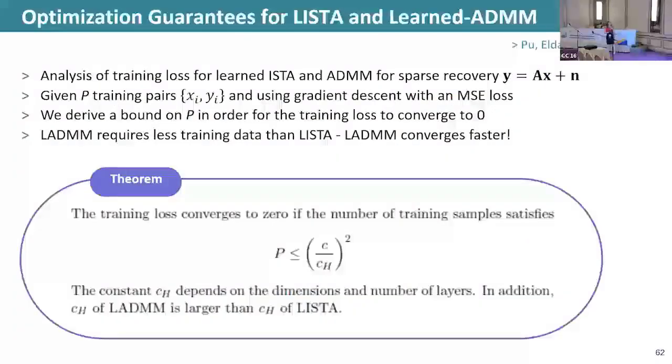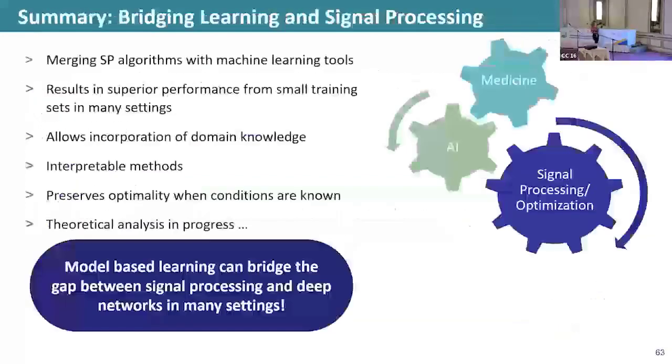And we also could get bounds on the number of training samples that we need. So this goes back to your question. Again, these are of course bounds, so they don't capture the finite sample effects. But in terms of bounds, we can show that we need orders of magnitude less data than non-model-based networks.